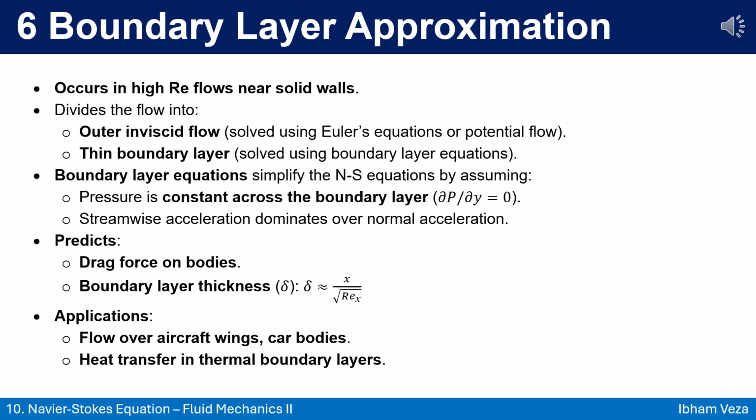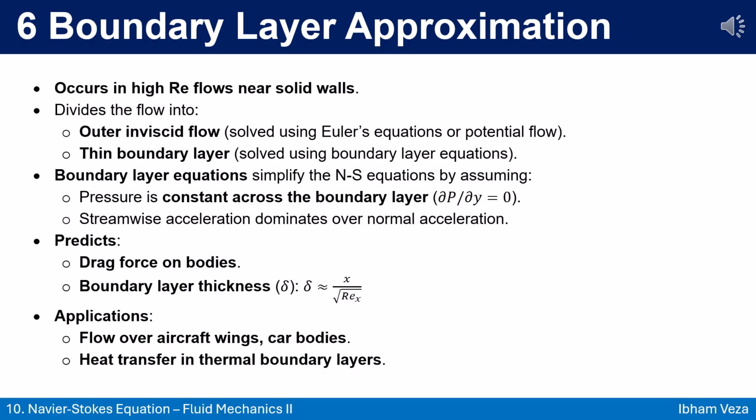6. Boundary layers, where fluid flow meets the wall. In high Reynolds number flows, something special happens near solid surfaces. A thin region forms, the boundary layer, where the fluid velocity transitions from 0 at the wall to the free stream velocity. Outside this thin layer, the flow behaves as if viscosity doesn't matter. But inside, viscous effects dominate.